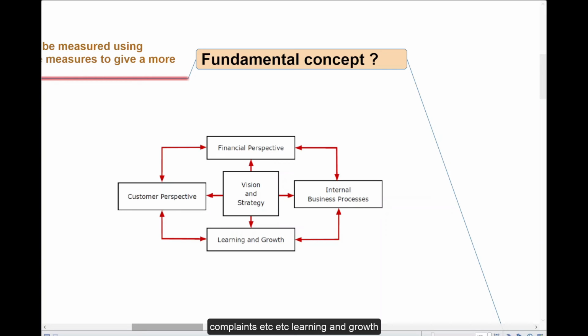Learning and growth, again, does what it says on the tin. Really, let's set metrics in the area of learning and growth. So, for example, learning, a simple one, obviously, is training. Are we spending money on training our staff? And if so, how much did we spend in the last quarter or the last year? And how does that compare to what we spent at this time last year?